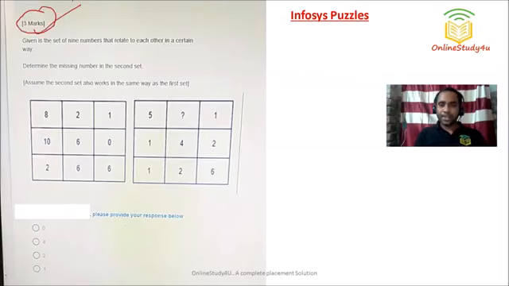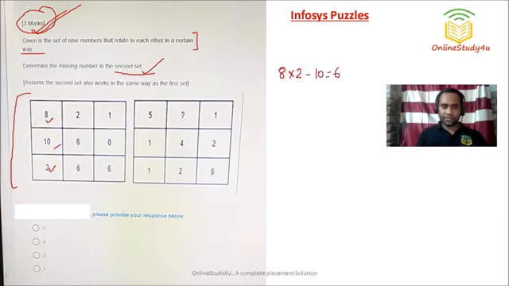Okay. Now, given the set of 9 numbers that relate to each other in a certain way, determine the missing number in the second set. Again, 3 marks question. Okay. So friends, in this, the logic is, see, 8 into 2. So 8 into 2 is what? 16. And if we subtract 10, what we will get? 6. So from this row, 6. Then 6 into 2, 12. 12 minus 6 will be 6.